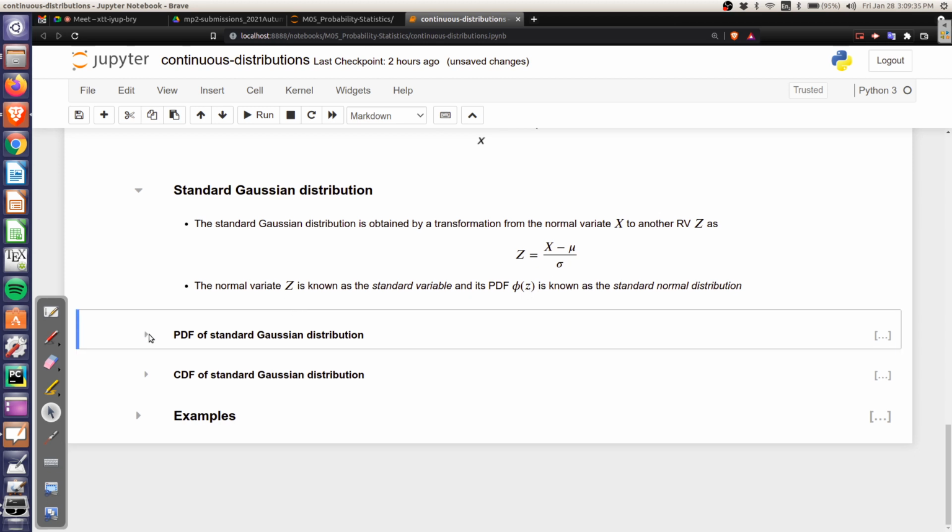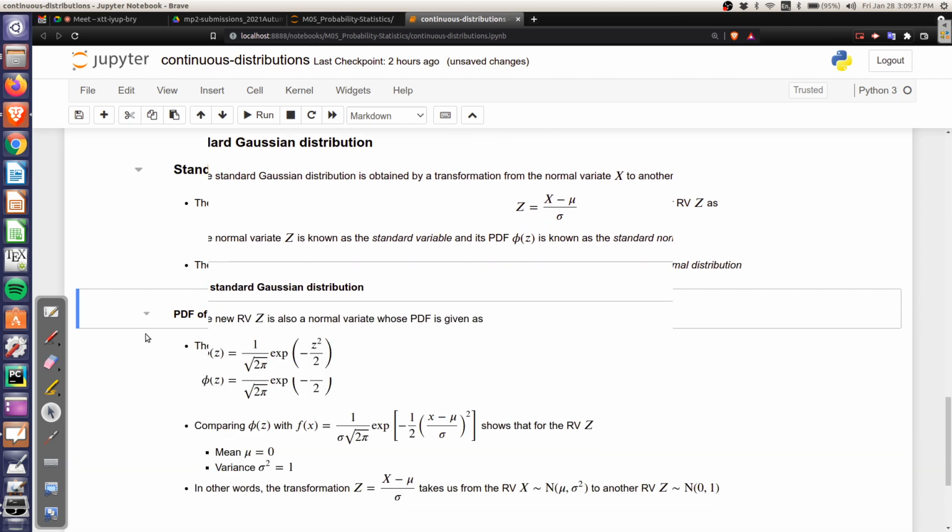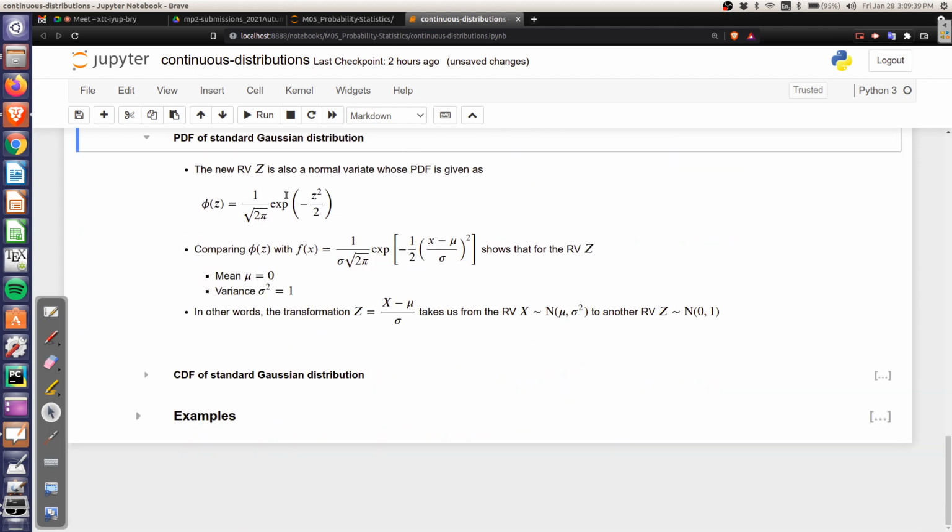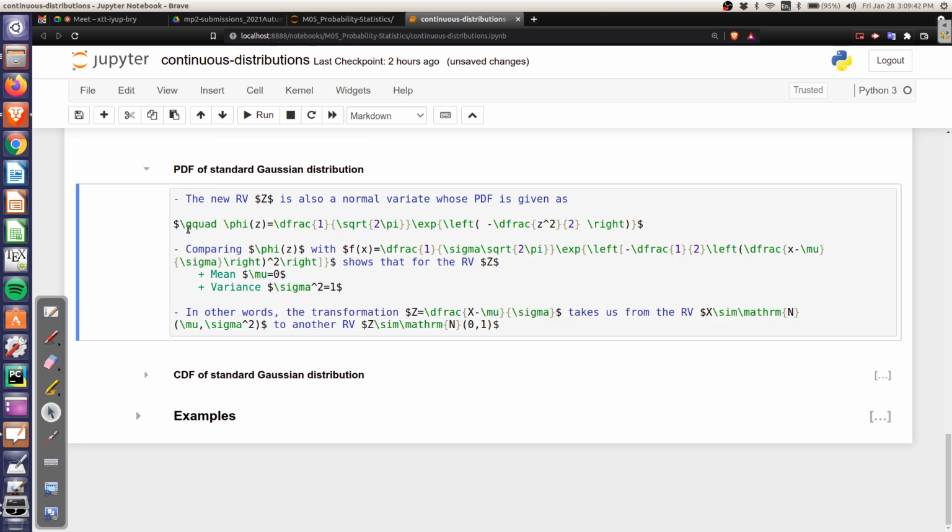So what is the PDF of a standard Gaussian distribution? How does it look? So the new random variable, which is given in this way.